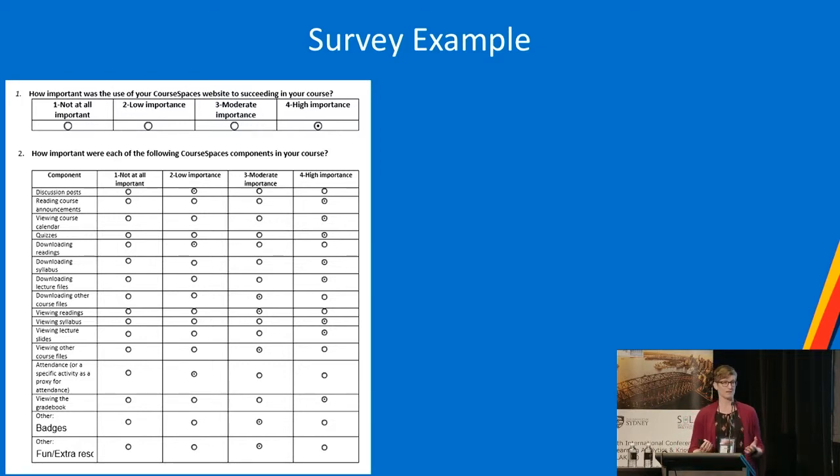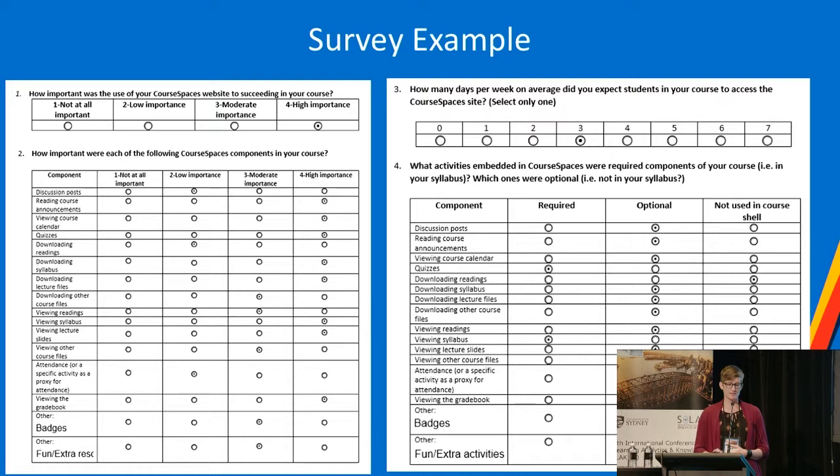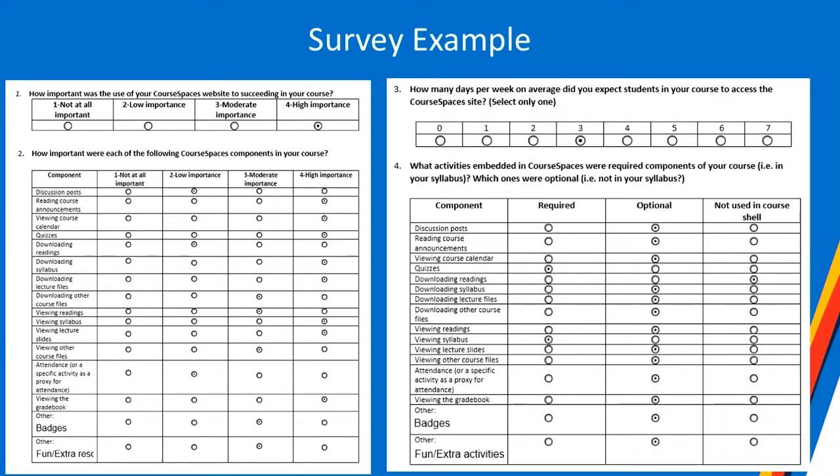And they also ranked it, again, on a 4-point scale from not at all important to high importance. The second part we looked at was how many days per week on average did you expect your students to use your course, ranging from up to 7.